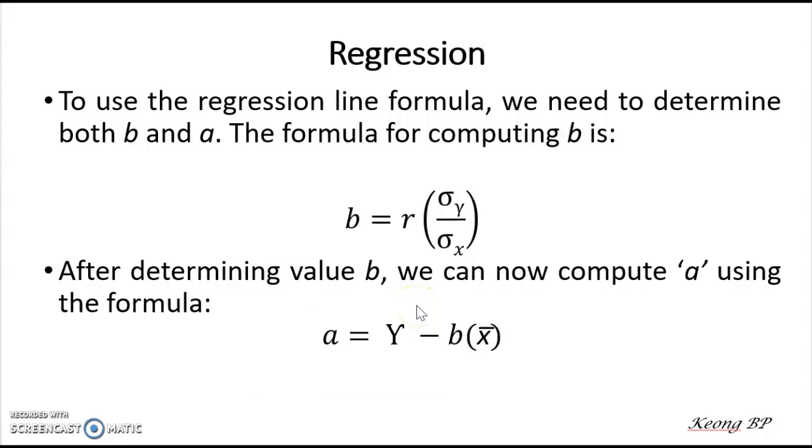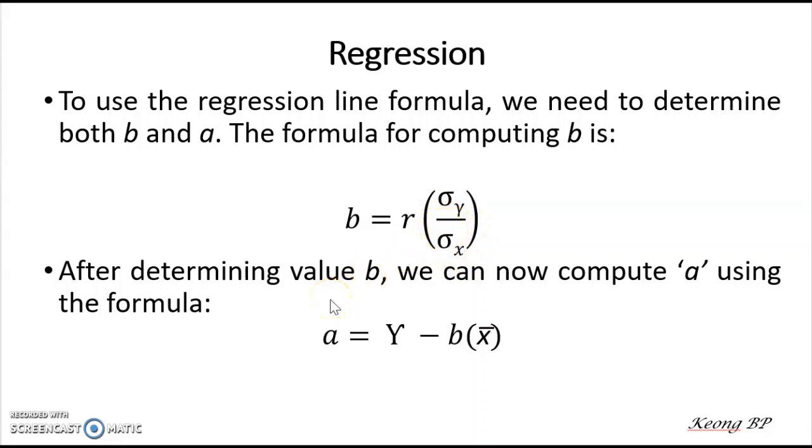In order to get the regression line formula, we need to determine both the value of B and the value of A. Manually, B could be computed by using this mathematical equation. B equals R times the standard deviation of Y over the standard deviation of X. The R here is referring to the value of the Pearson correlation coefficient for both height and weight. And this standard deviation is referring to the standard deviation of height over the standard deviation of the weight.